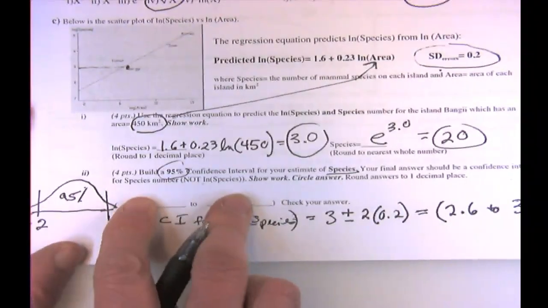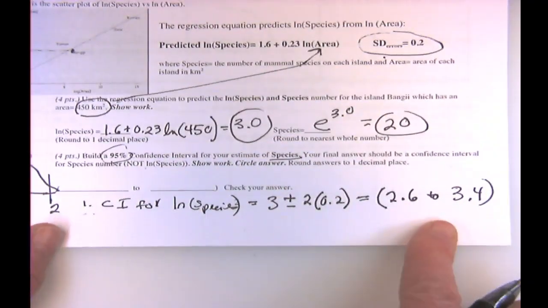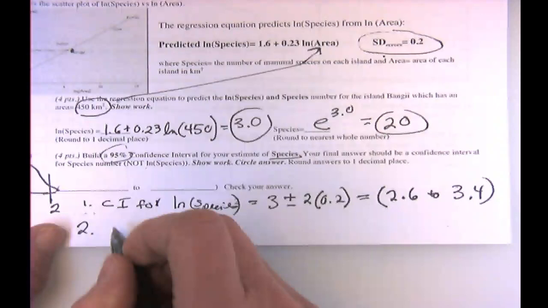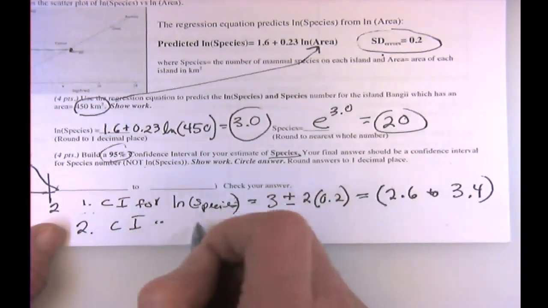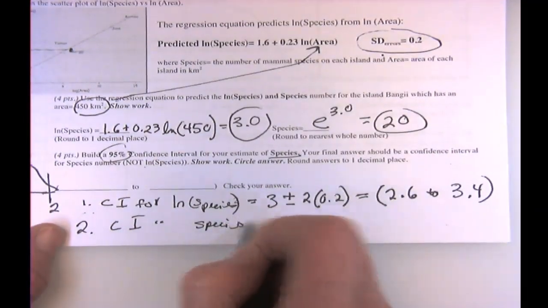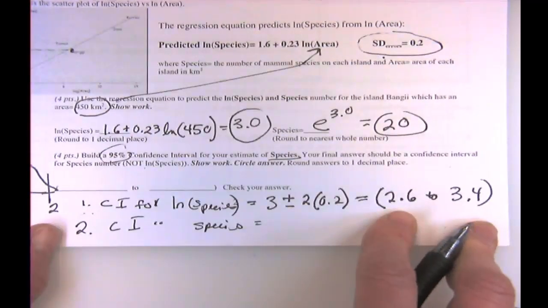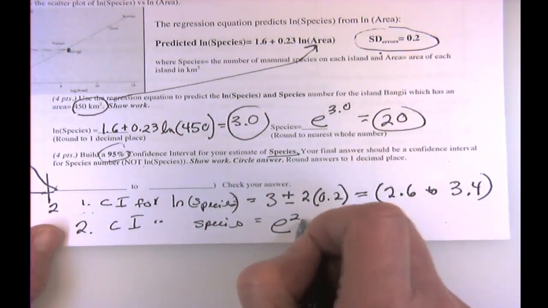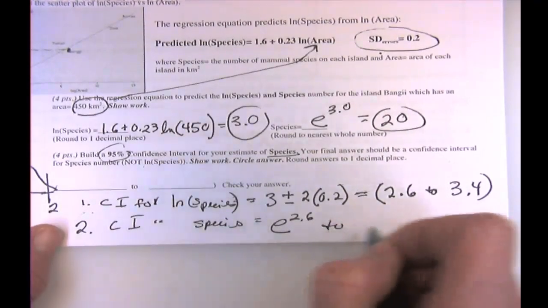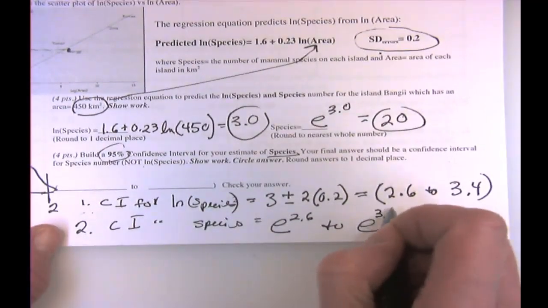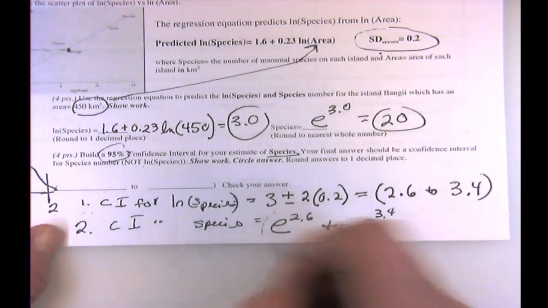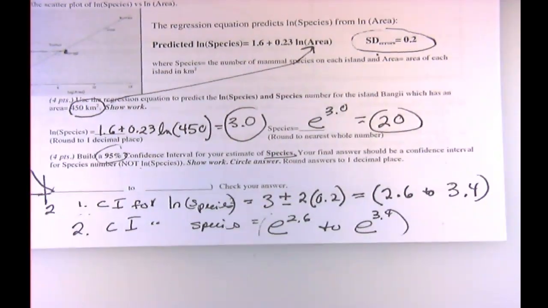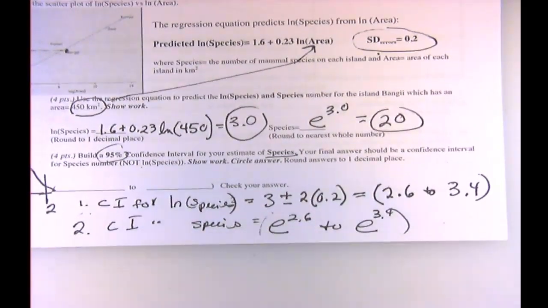But don't put that in here. That's not your answer. The question asks for the confidence interval for the species, not the log. So what do we have to do? We just have to anti-log that. So it's e to the 2.6 to e to the 3.4. Okay, whatever that is. And do I have my calculator here?